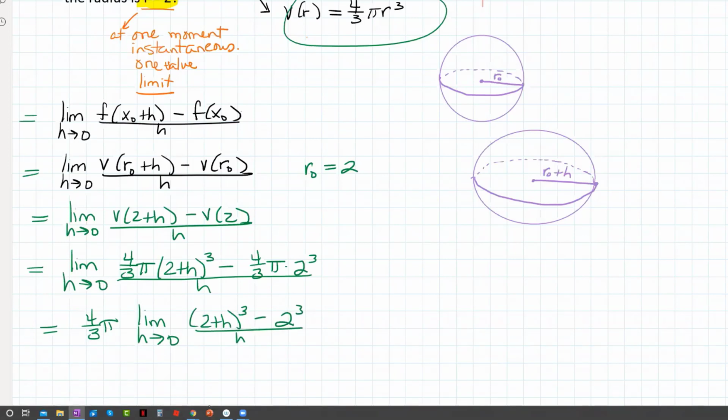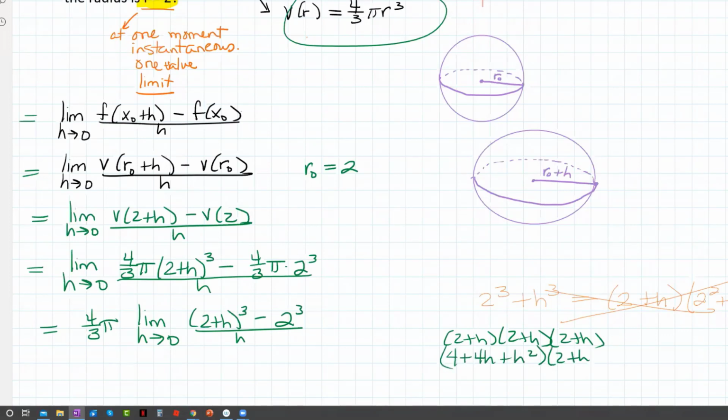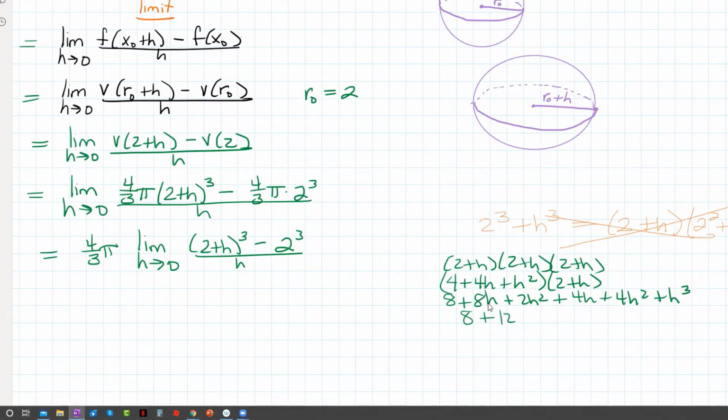Okay, now be careful with your algebra here. 2 plus h cubed is not 2 cubed plus h cubed, right? What do we have to do there? 2 plus h times 2 plus h times 2 plus h. So that's right, Merlandi, expand it out. So we're going to have 4 plus 4h plus h squared, and we have to multiply that times 2 plus h. So it's going to be 8 plus 8h plus 2h squared. I multiplied everything by the 2. Plus, we're going to have 4h plus 4h squared plus h cubed, multiplying everything by h. Okay, so what does that turn out to be? 8 plus 12h plus 6h squared plus h cubed.